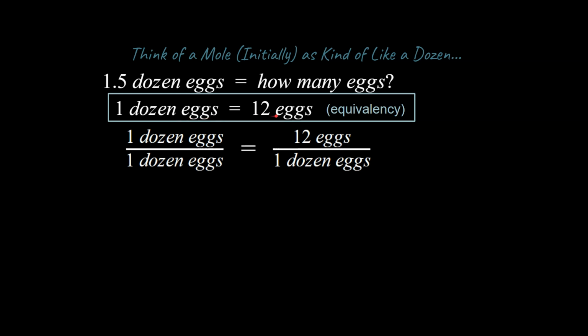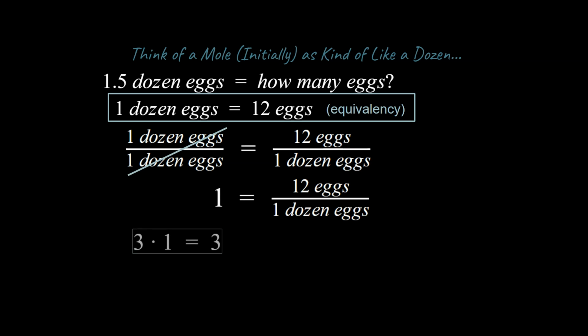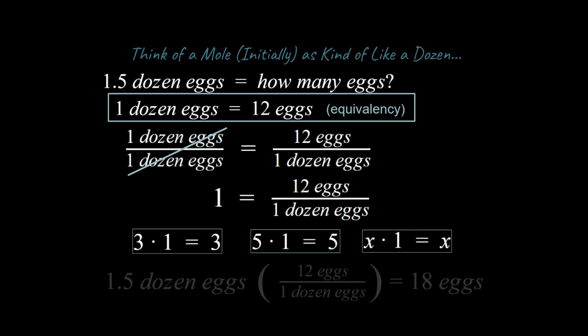So if I were to take this equivalency right here, divide both sides by 1 dozen eggs, algebraically speaking, this left side will cancel out and be equal to 1. And the significance of that is, remember, if you take 3 times 1, you end up with 3. 5 times 1, you end up with 5. So essentially anything times 1 is itself. That's the identity property of algebra.